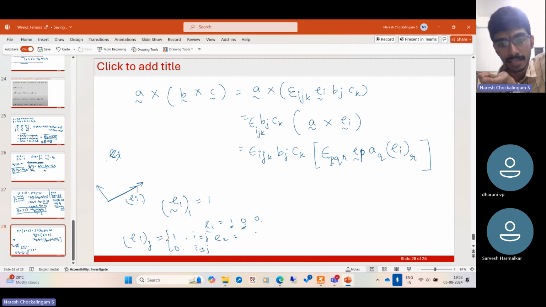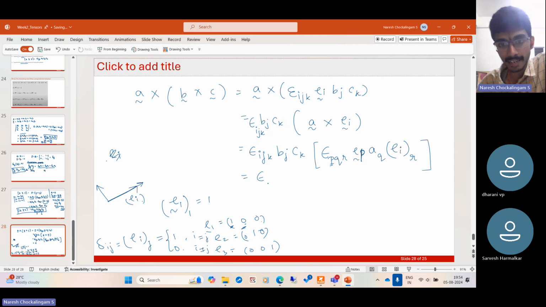Similarly, E2's second component is 1, and its first and last components are 0. Similarly, E3's first and second components are 0, and its last component is 1. So the rth component of E_i is 1 if i is equal to r and 0 if i is not equal to r. So what it is, is just the Kronecker delta.